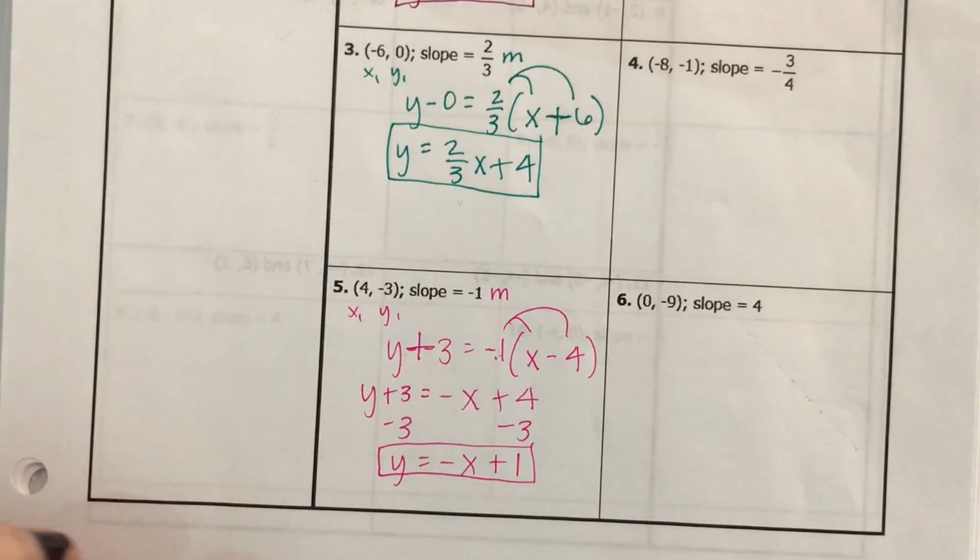We have a few more examples to do on the next page, and those are going to deal with how to write in point slope form given 2 points.